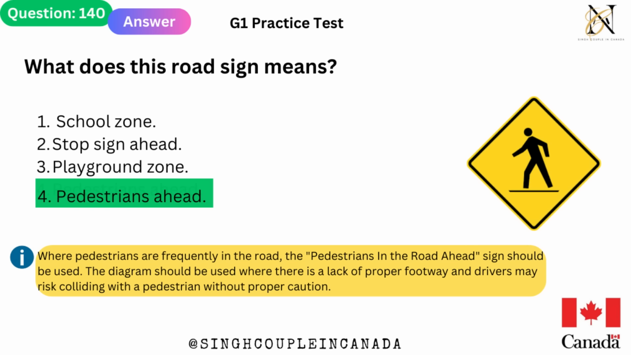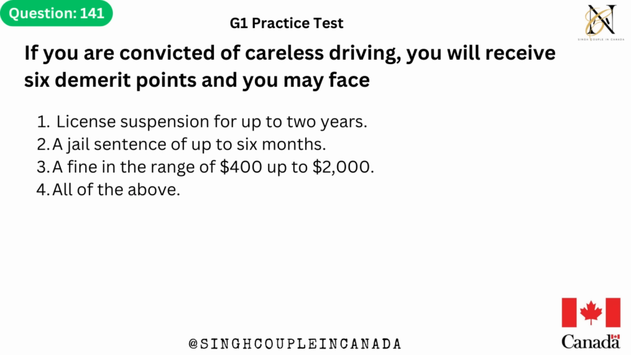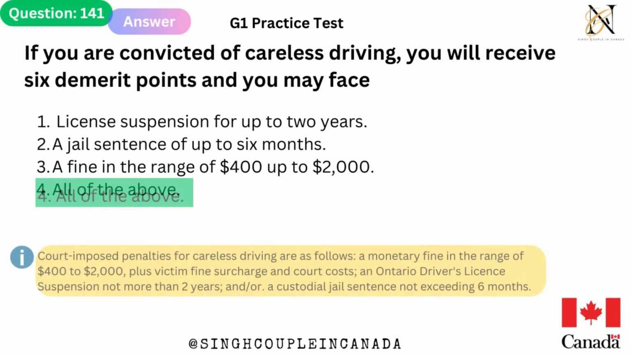Where pedestrians are frequently in the road, the pedestrians in the road ahead sign should be used. The diagram should be used where there is a lack of proper footway and drivers may risk colliding with a pedestrian without proper caution. If you are convicted of careless driving, you will receive 6 demerit points and you may face 1. License suspension for up to 2 years. 2. A jail sentence of up to 6 months. 3. A fine in the range of $400 up to $2,000. 4. All of the above. The answer is 4. All of the above.